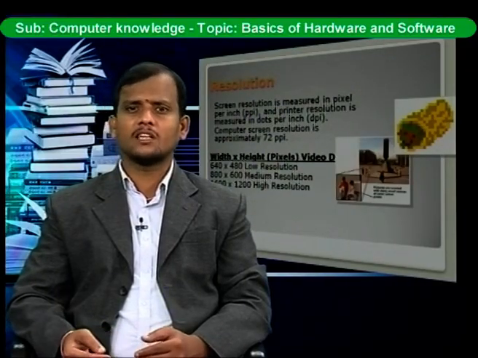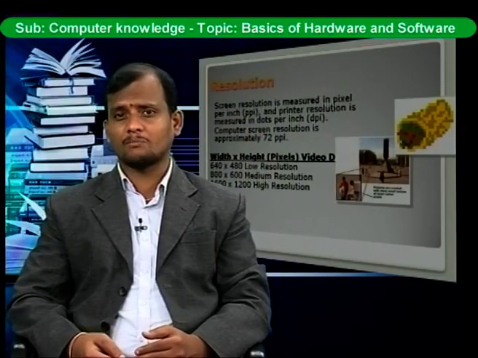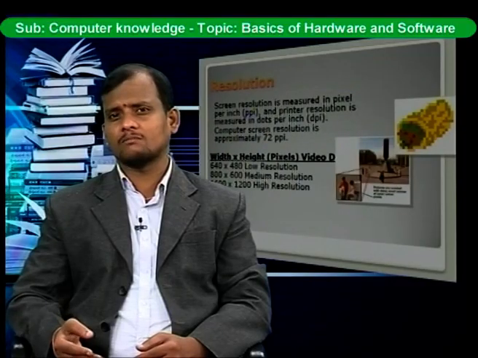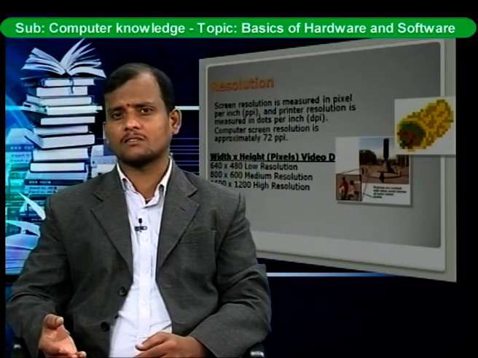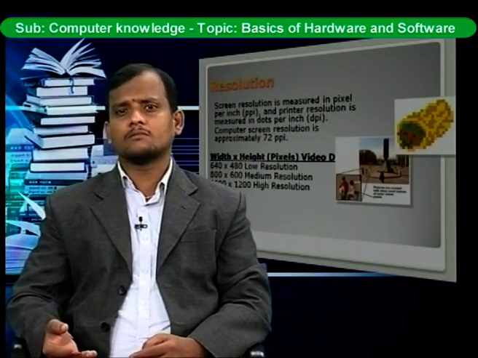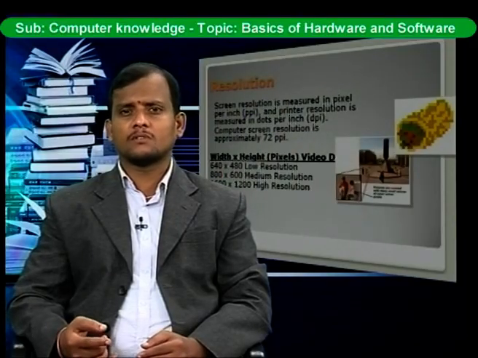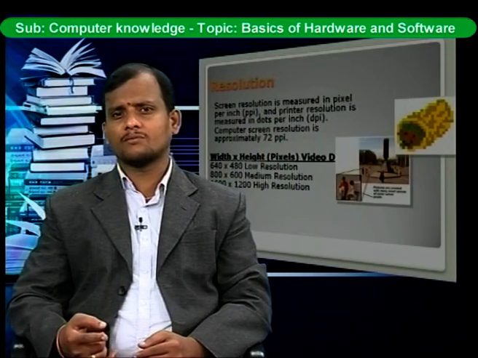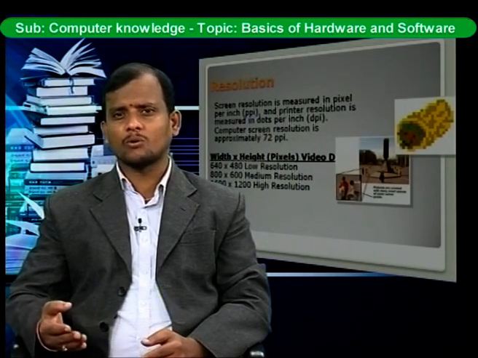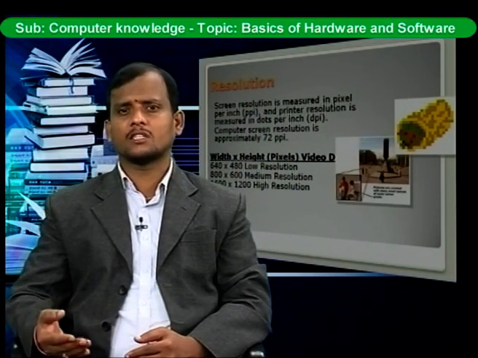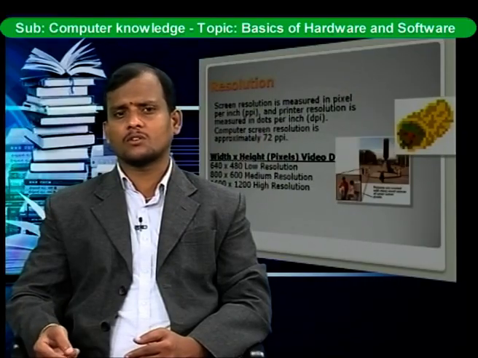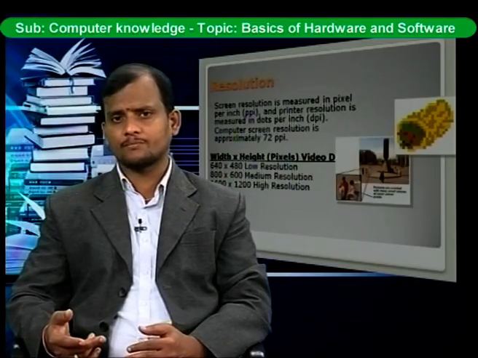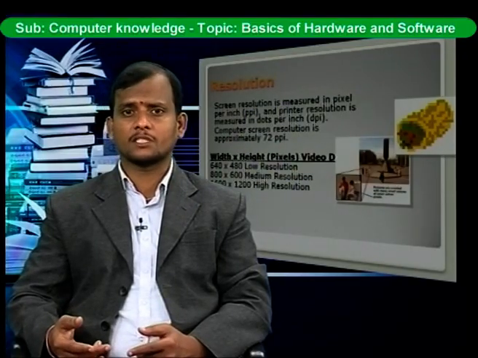That is measured in pixels, and the shortcut is PPI. Approximately 72 pixels per inch, that is how it looks. So you can see the height and width of the pixels. 640 into 840 is the low resolution, and 1600 into 1200 is the high resolution. That is how the pixels are measured.